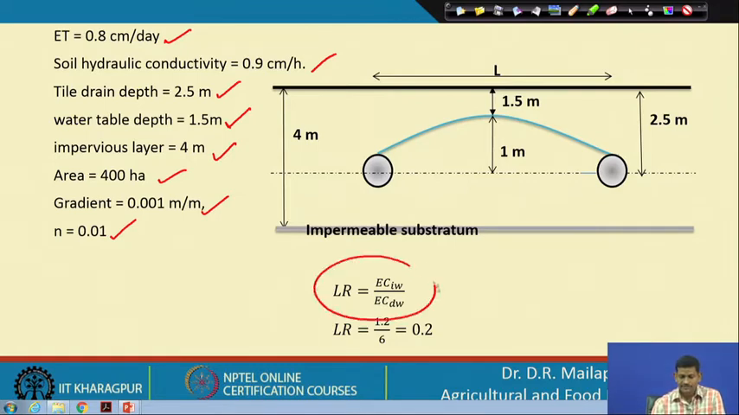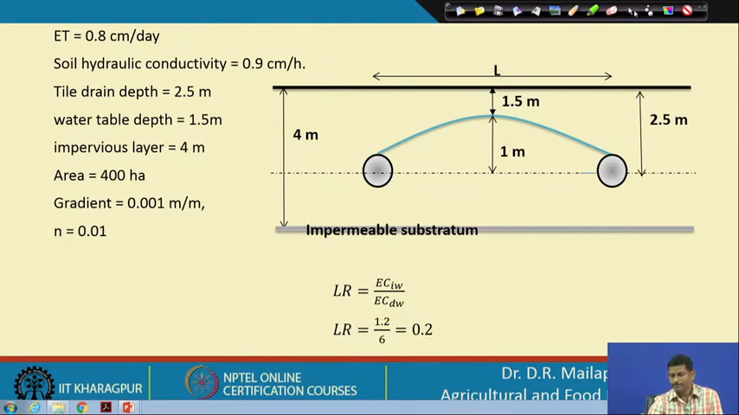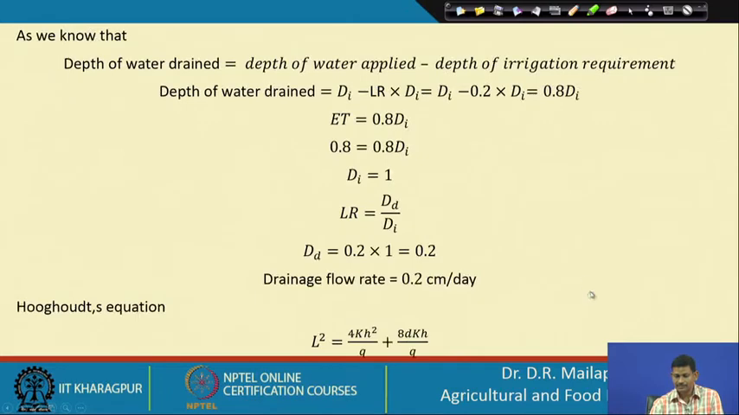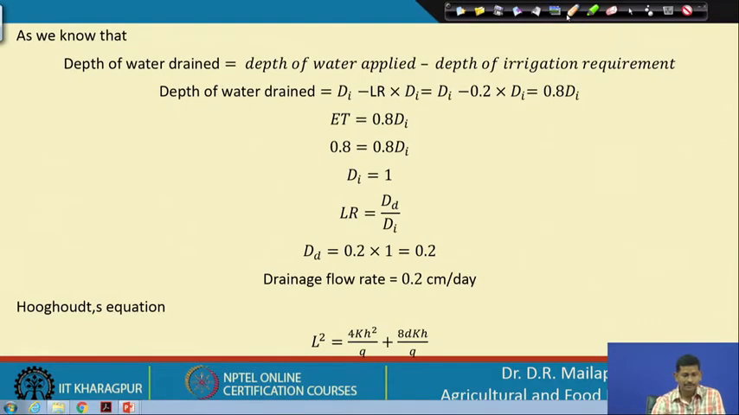So, we know the leachate requirement formula: LR is equal to EC IW by EC DW. Substituting the values here, EC IW 1.2 and EC DW 6, you get leachate requirement is 0.2. Using this leachate requirement, you are going to find out the depth of water drained. That will be the depth of water applied minus depth of irrigation requirement.